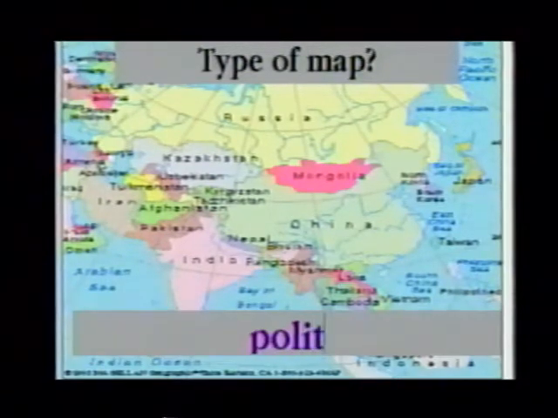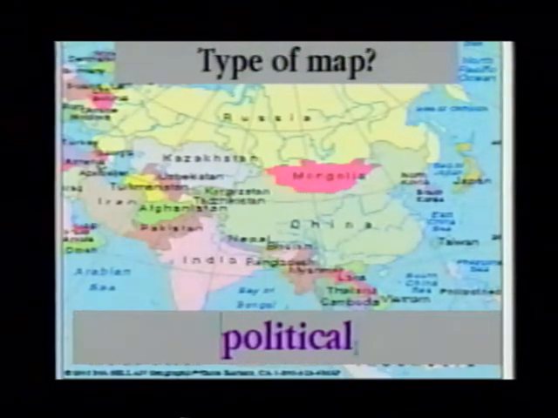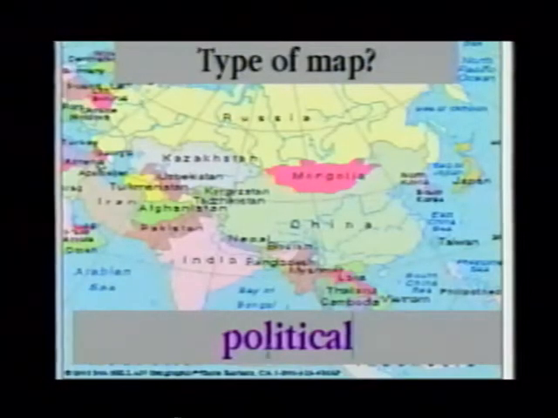Somebody said they think it's a political map. Would anybody like to disagree? Could you please tell me why you would say that is a political map? It has the borders, yes. And it names the countries, doesn't it? We have Pakistan, Afghanistan, Kazakhstan, and so on, and Mongolia and China, and all those countries. It shows us where the political borders for those countries are. Thank you very much.